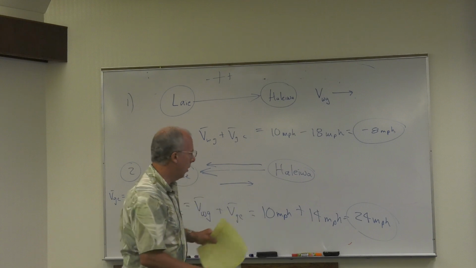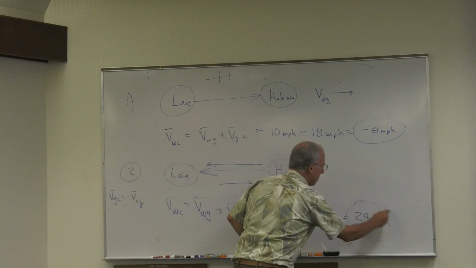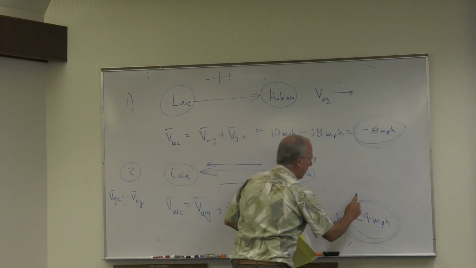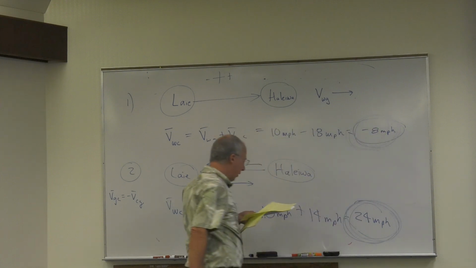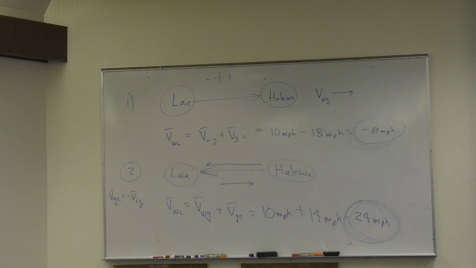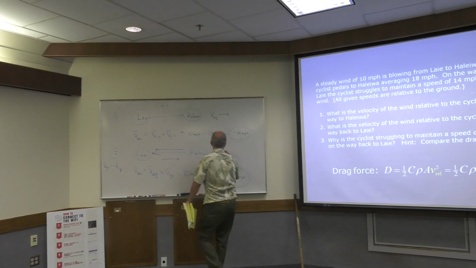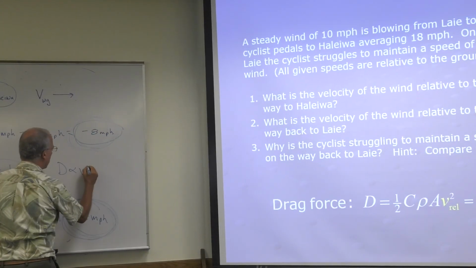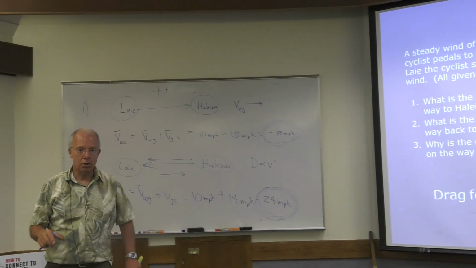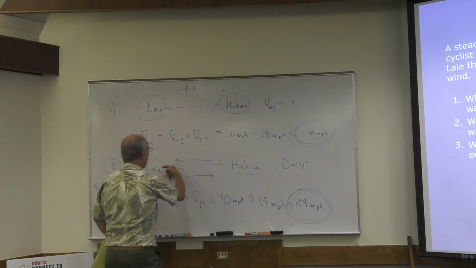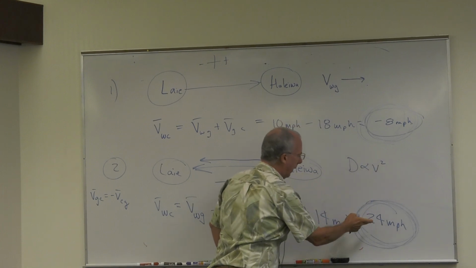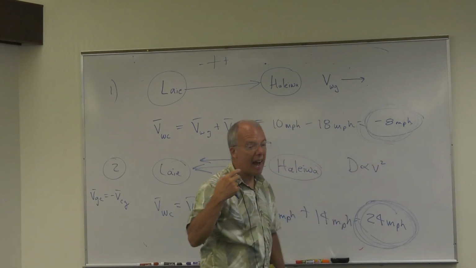Now, let's look. This is 3 times this magnitude, right? This is 3 times that magnitude, agreed? But the drag, look at the equation, the drag is proportional to v squared, right? So this is 3 times that. So what's the drag coming home compared to the drag going out? Well, if it's v squared, and this is 3 times that, the drag is 9 times.